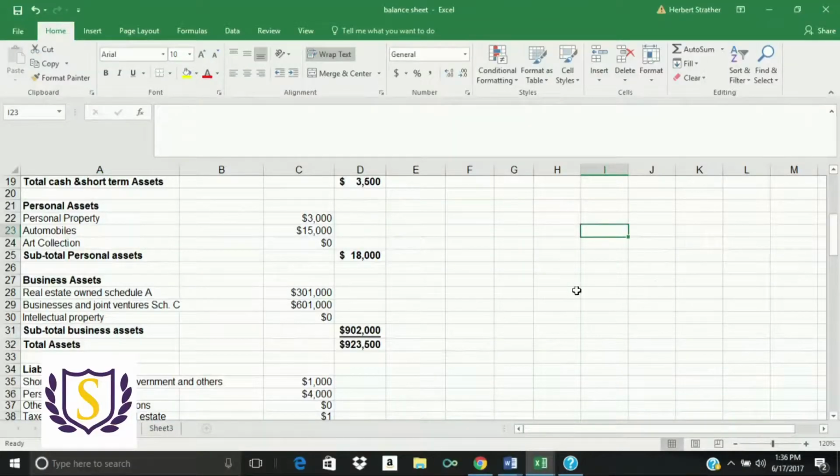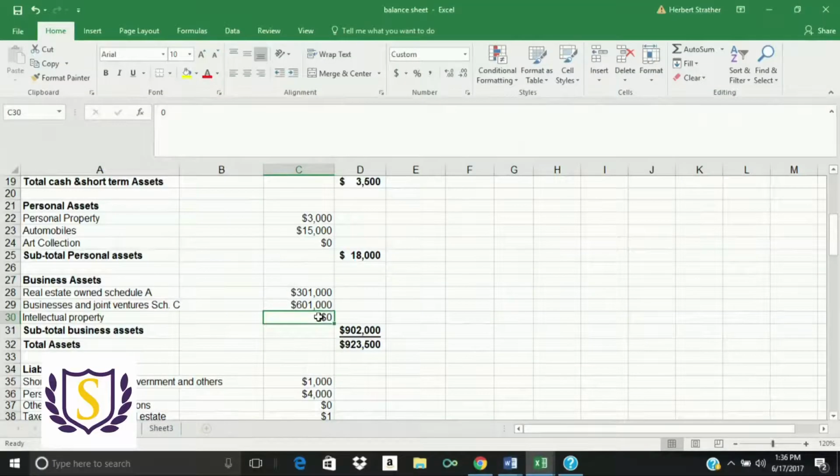The artist has gotten a little bit more famous. Otherwise, just put it all into personal assets. Now, your real estate owned and your business and joint ventures, that's automatically filled out when you do the schedule, so you don't have to type anything right there. Your intellectual property, if you have really acceptable intellectual assets, something you've created, something you can patent, then you can feel free to type it there.